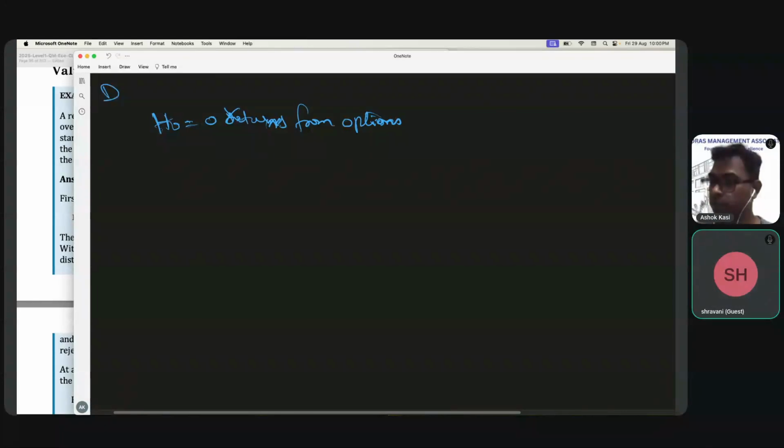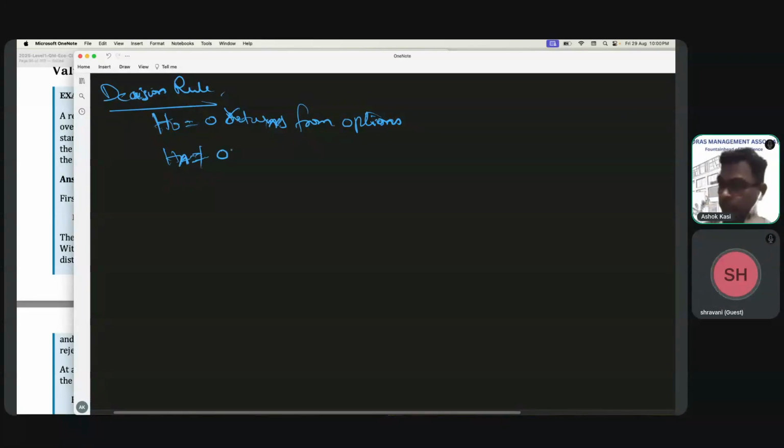And then the alternative is not equal to 0. That means you are getting some returns from options. Now how do we check this? You will take some samples, like here the 250-day sample. It is called N, the 250-day sample.